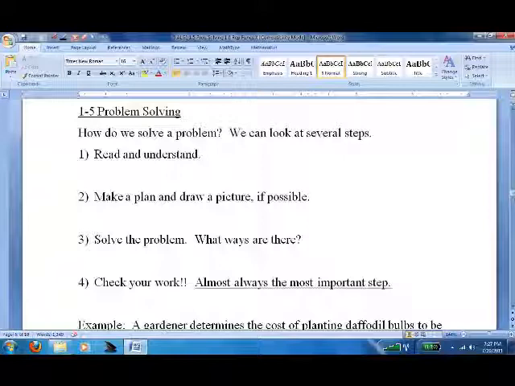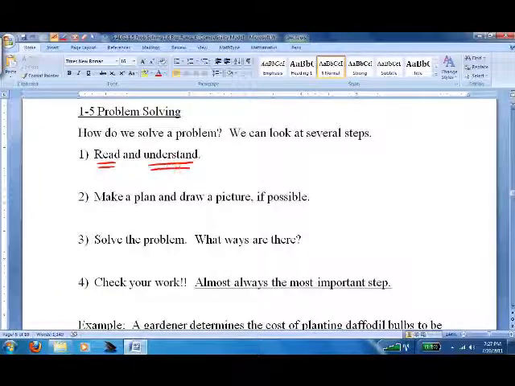So number one, read and understand the problem. Even if you can't put it into mathematical terms, try to understand what's going on. Get a general idea of what you're looking for. Number two, make a plan, and this is my big one. Draw a picture. Of course, that's if possible. Might not be a picture problem, but any kind of picture can often help a student envision what is going on.